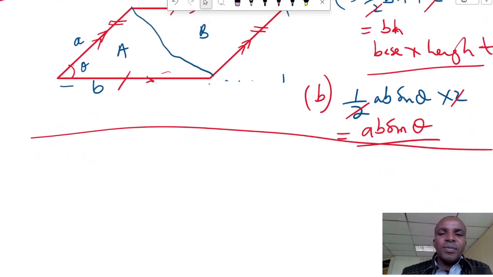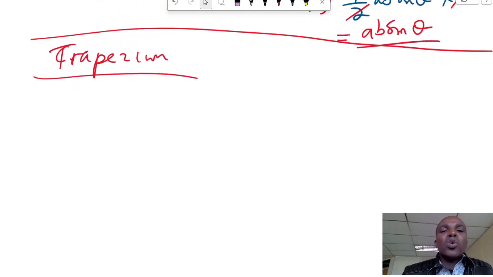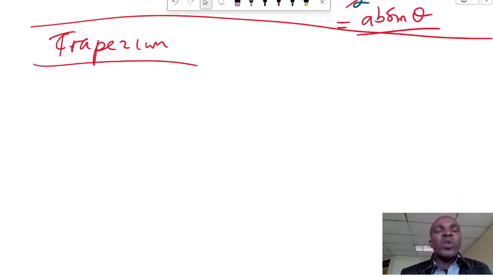Just like that. Right, then the next one is a circle. Well, let me start with the trapezium. A trapezium is also a quadrilateral, a four-sided shape. And this one has a pair of opposite sides parallel, but they are not equal. Take note of that part. They are parallel, but not equal. So you can have a shape like this one.